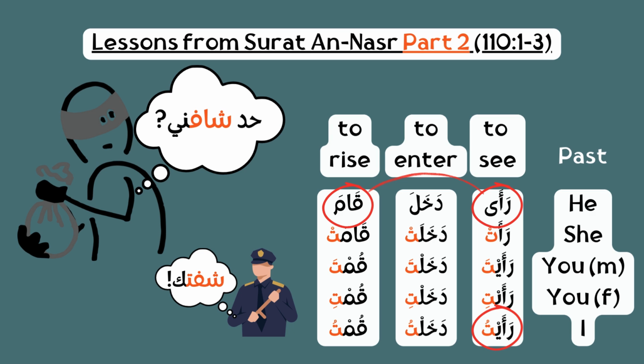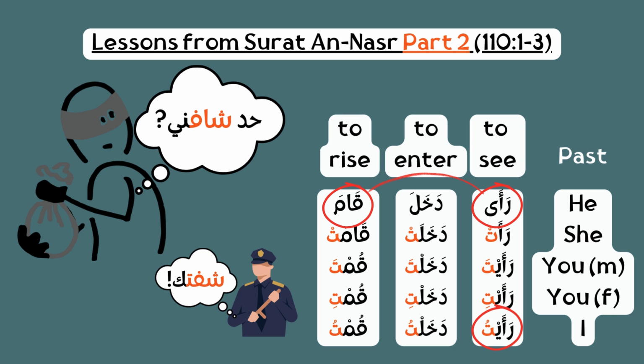When you want to say that she rose or she entered or she saw something, you just add a ta at the end. Instead of saying ra'a, it becomes ra'at, which is she saw. Instead of saying dakhala, you say dakhalat, she entered. If you want to say she rose, instead of saying qama, you say qamat. Again, it's adding the same suffix at the end, which denotes she did something. We're talking about the past now.